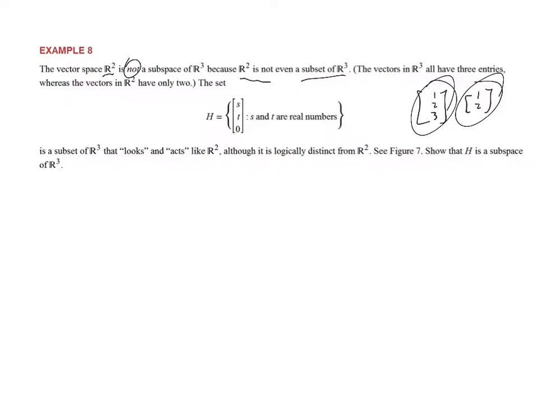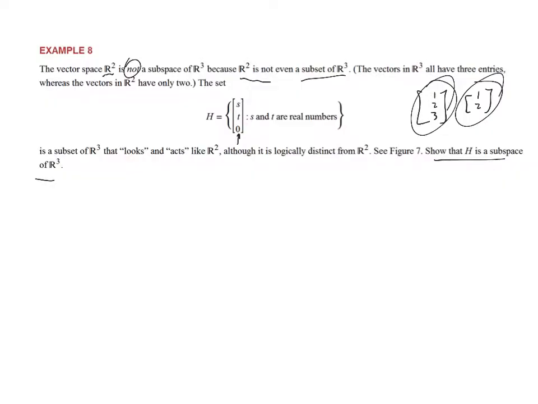But if I define my H as (s, t, 0), having 3 entries, it still clearly looks like it's in R2, but it's not in R2. It exists in 3 dimensions. It's the XY plane in a 3-dimensional space. It's a subset of R3 that looks and acts like R2, but is distinct, different. It is not R2 because it has 3 entries. But here's where we have to do a little bit of work. Show that H is a subspace of R3.